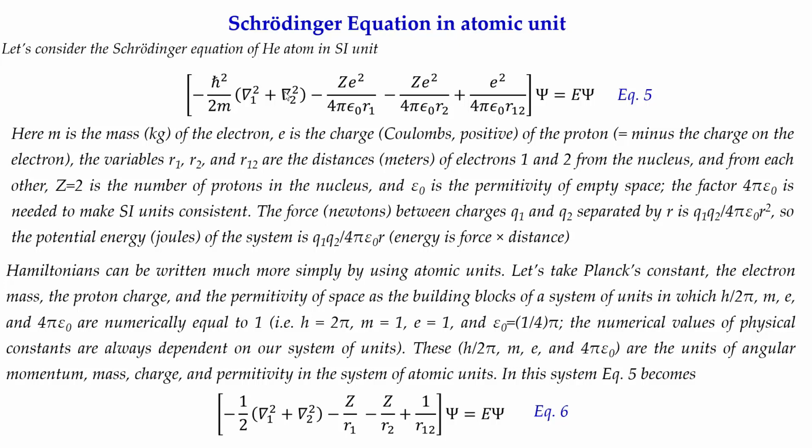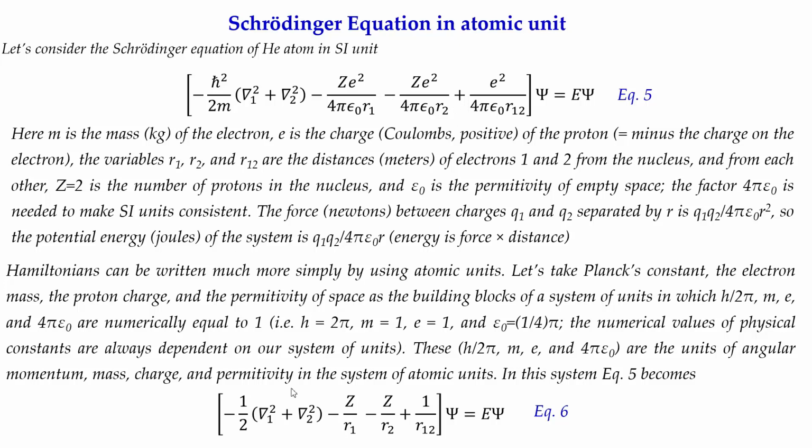This is what we have written for the helium atom. It's the kinetic energy of electron 1, this is the kinetic energy of electron 2, then minus Z by r1 means the nuclear attraction of the nucleus with electron 1, and this is the attraction of the nucleus with electron 2, and this is the electron repulsion. Okay, so this looks very simple in the context of these equations, which are written in SI units.